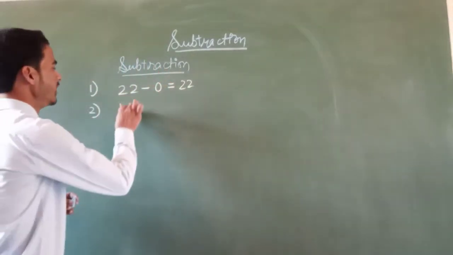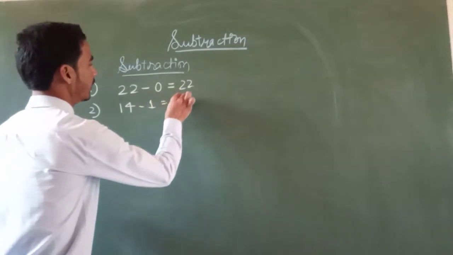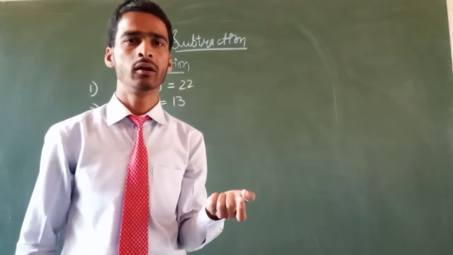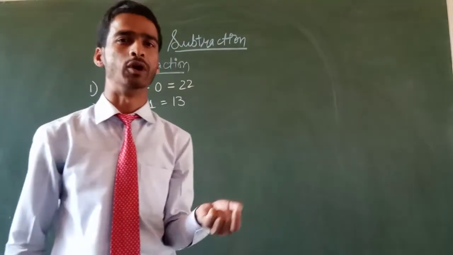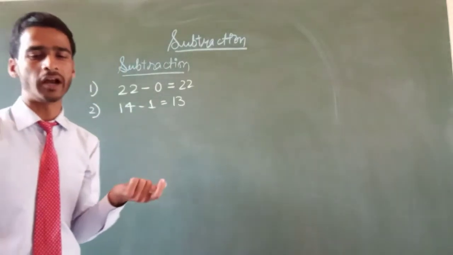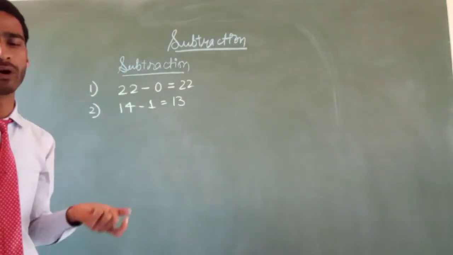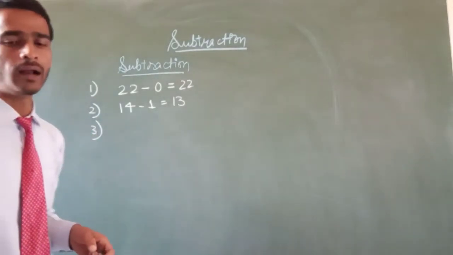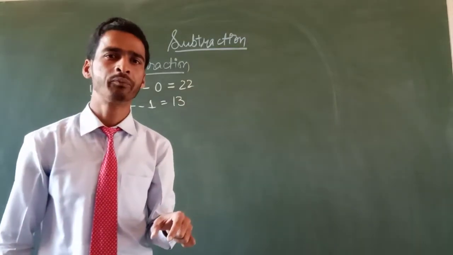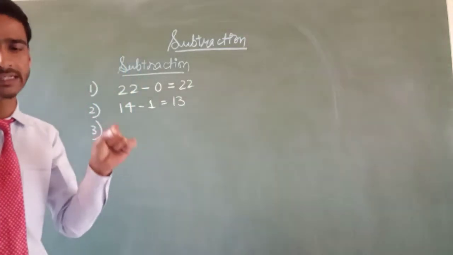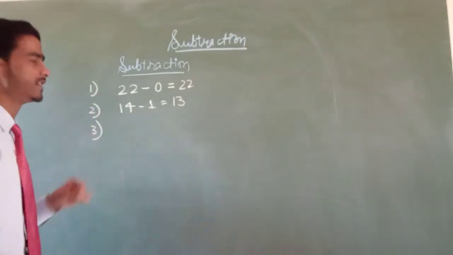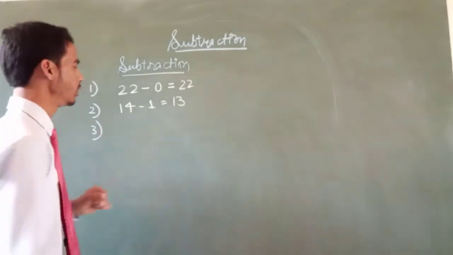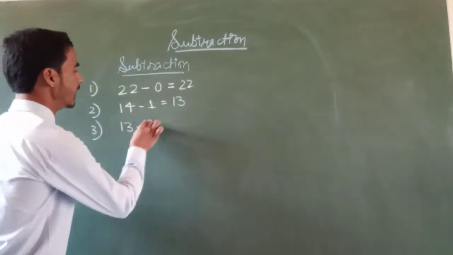As like 14 minus 1 is 13, and you know that 13 is the predecessor of 14. That means 13 is the number before 14. So when 1 is subtracted from a number, the difference is the number before, or predecessor. Third property: when a number is subtracted from itself, the difference is always 0. For example, 38 minus 38 is equal to 0.